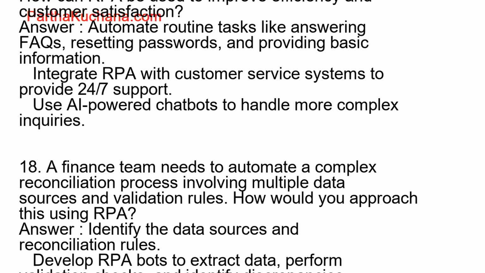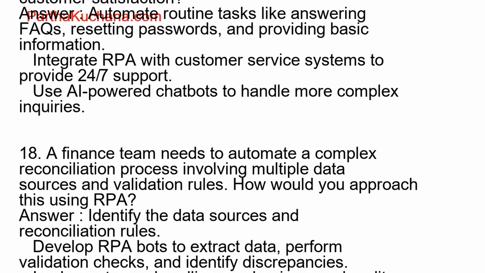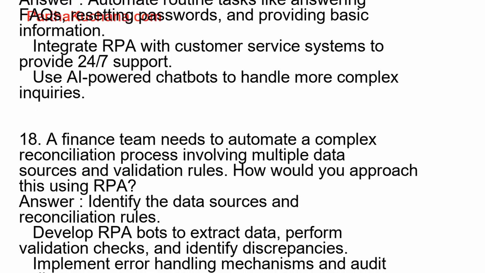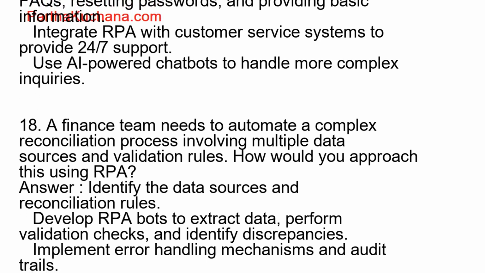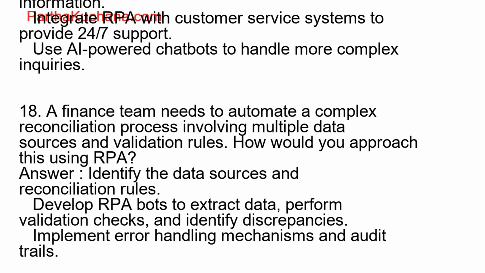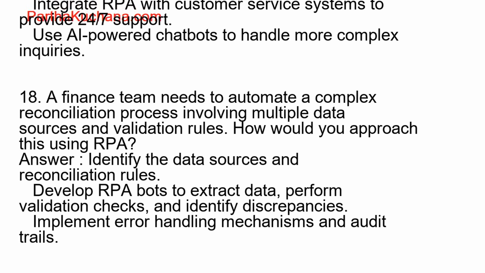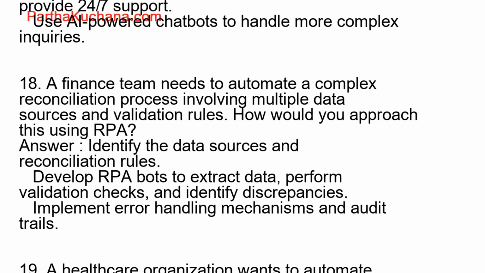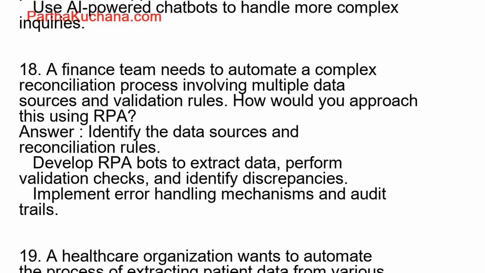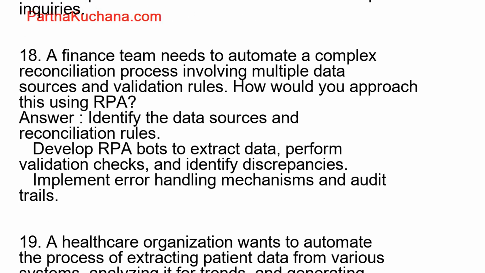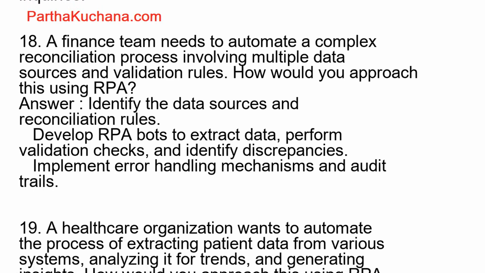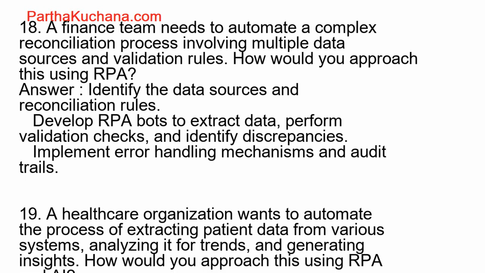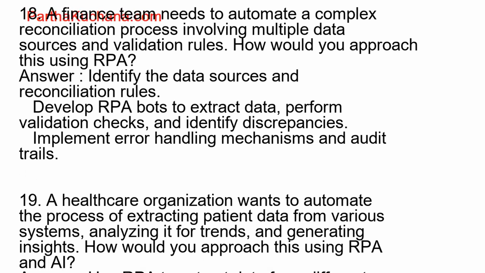20. A manufacturing company wants to improve its supply chain efficiency using RPA. How can RPA be used to automate tasks and optimize processes? Answer: Automate tasks like order processing, inventory management, and shipping. Integrate RPA with other systems like ERP and WMS. Optimize workflows to reduce lead times and improve efficiency.